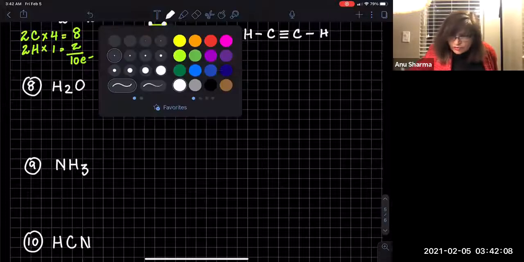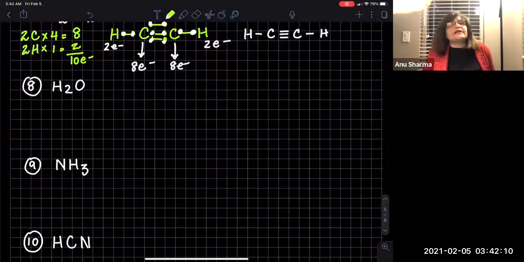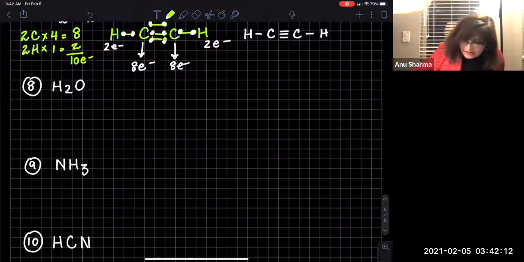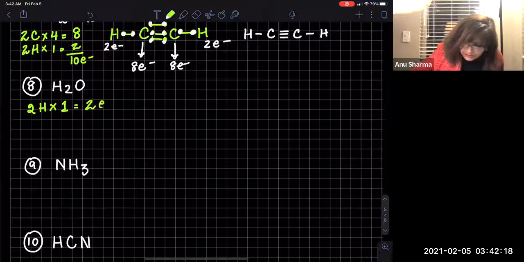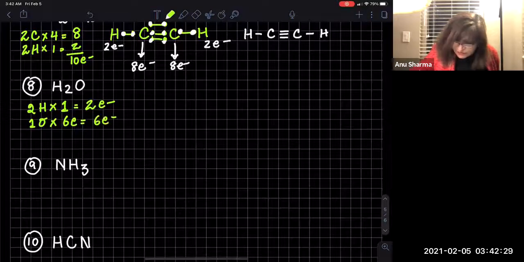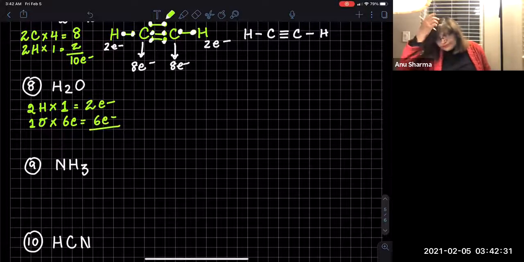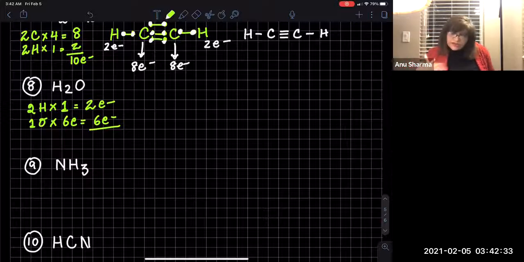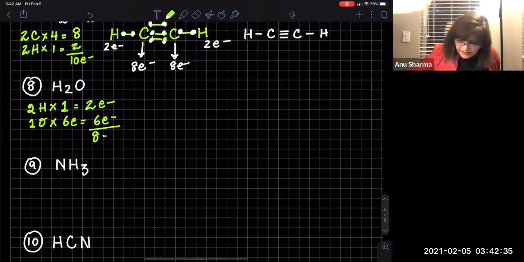Next is the H2O. Now this one is also defying a few things a little bit. So here is your hydrogen. There are 2 hydrogens, each bringing 1 electron, so we are looking at 2 electrons coming from hydrogen. And here's your 1 oxygen, and that is giving you 6 electrons. So we are looking at a total of 8 electrons.